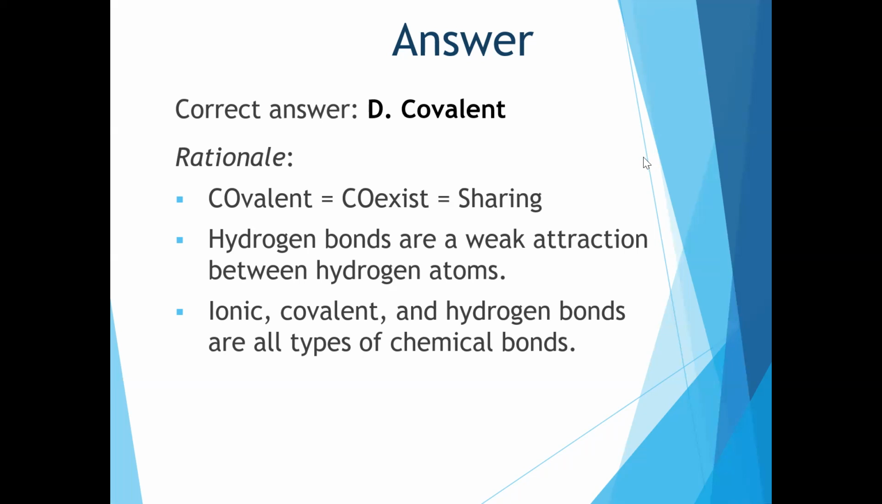Hydrogen bonds we just talked about are a weak attraction between the polar water molecules. And then ionic bonds are when there's a full transfer of an electron from one to the other, like the sodium to the chloride example. And then there are all types of chemical bonds. So chemical bonds is a bit of a broad answer in this case.